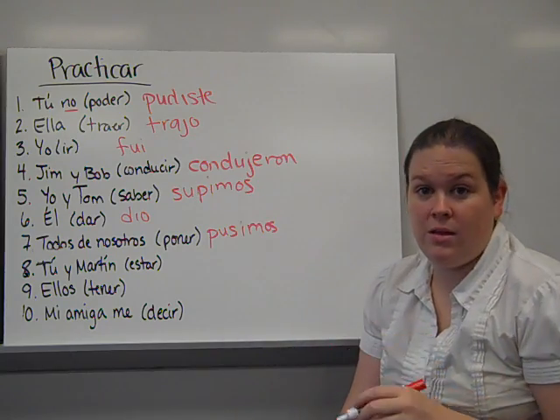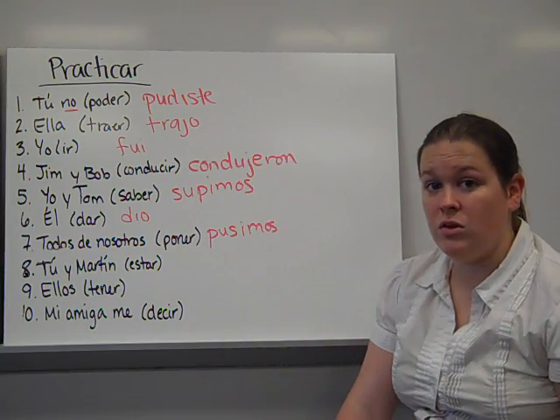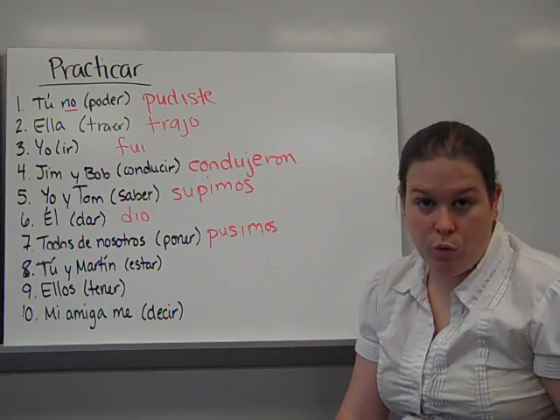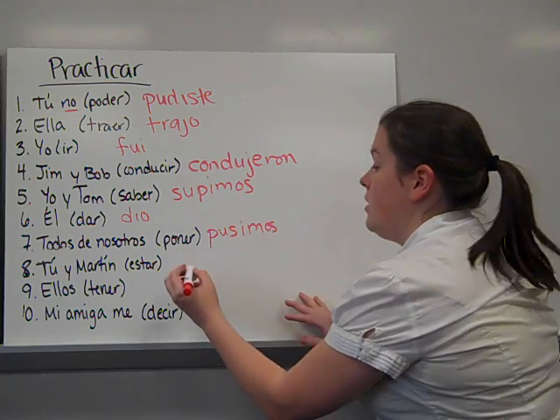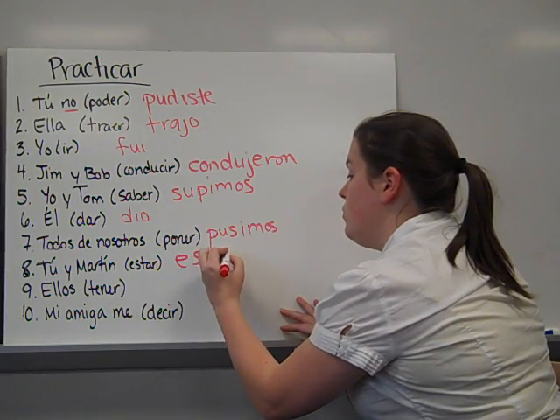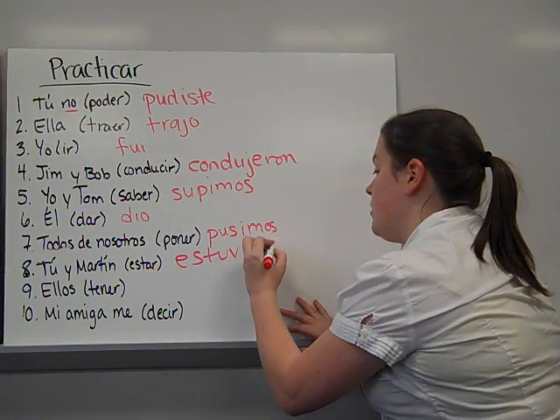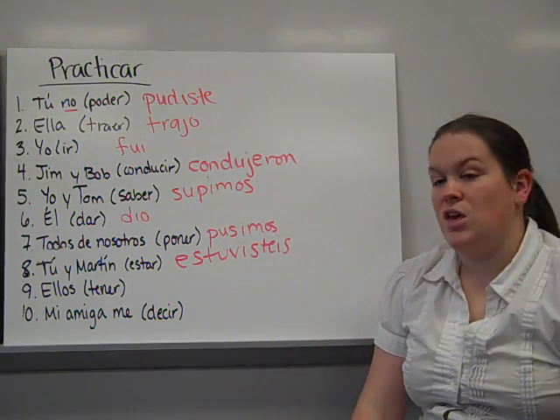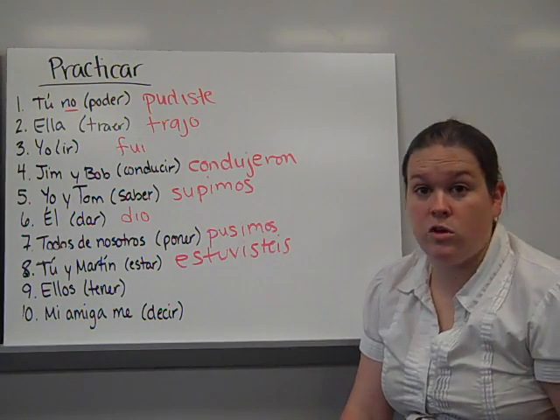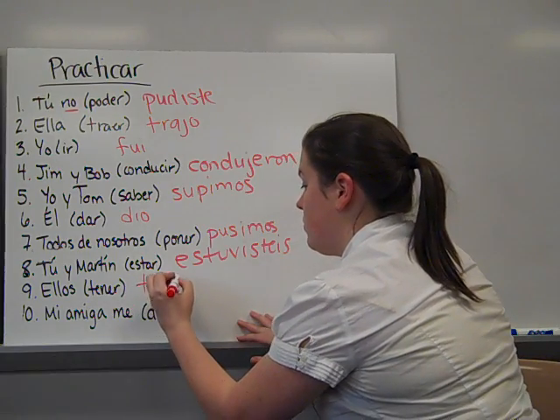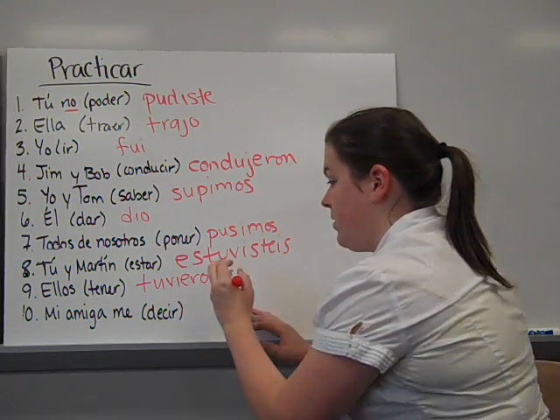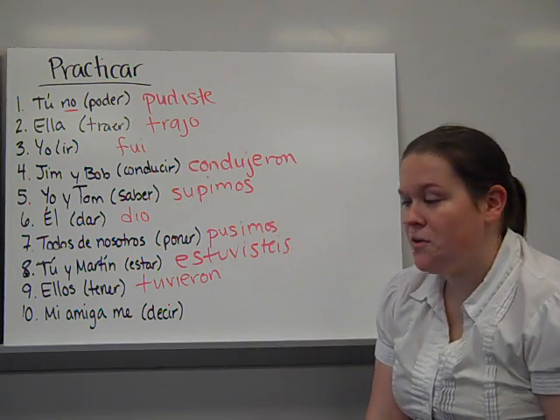Tú y Martín, that's you and Martin, you're talking to them, so you'll say y'all or vosotros. Estar is a UV verb, so you add in UV. Estuve, and then isteis. Ellos, tener, this is another UV verb, so it's going to be tuvieron. And 10 is a little tricky, so hopefully you got it.